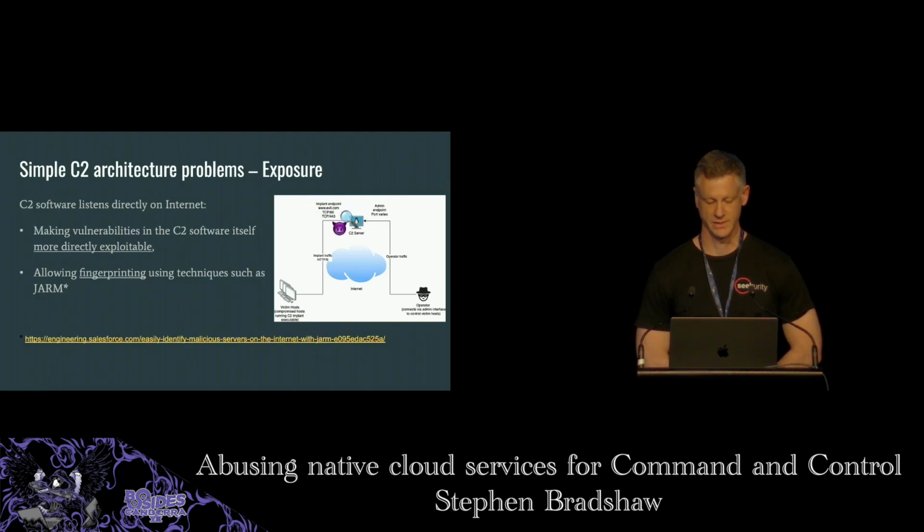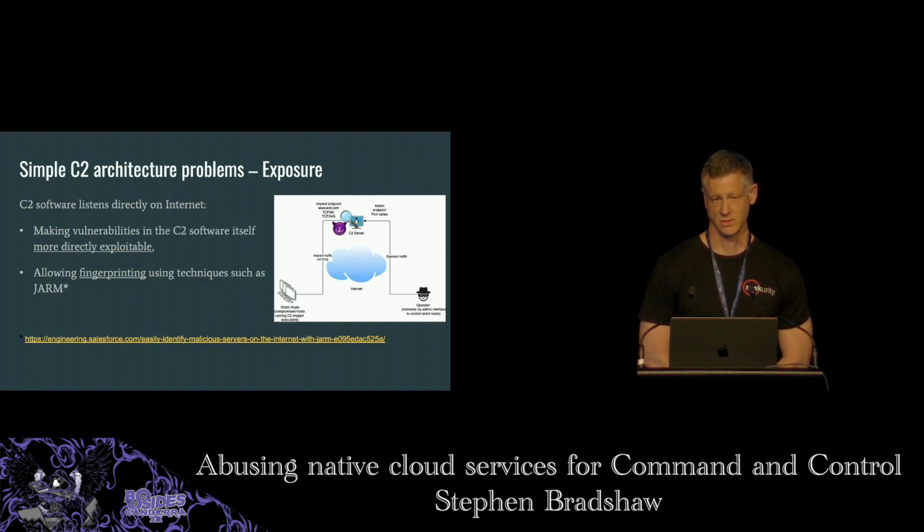Next problem is exposure. So in this case, the C2 server is basically directly bound to the internet on these two different ports, and the C2 server software itself is listening. So this means if there are any vulnerabilities in that software itself, they're more directly exploitable, because there's nothing in the way, nothing filtering traffic to those ports. And also it means it's more fingerprintable and more detectable through scans over the internet.